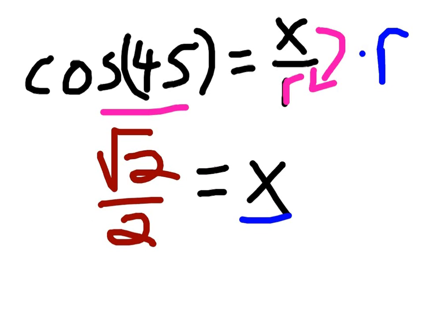Well, actually, let's just change that a little bit. I don't want to confuse you. Let's do it down on the next. So we still have an x, let's make it pink. Okay. We still have cosine of 45 equals x over r, but cosine of 45 is square root of 2 over 2. In order to get x by itself, you'd have to multiply both sides by r.